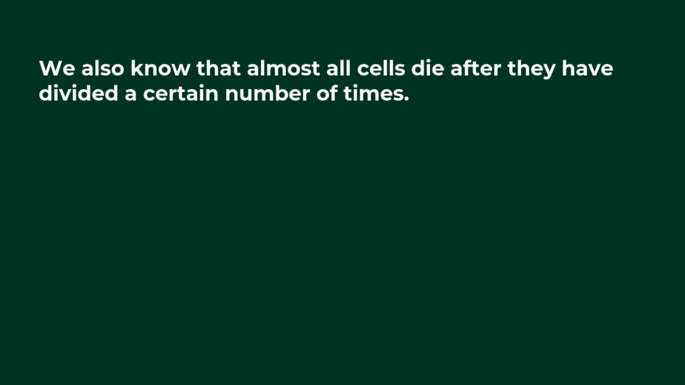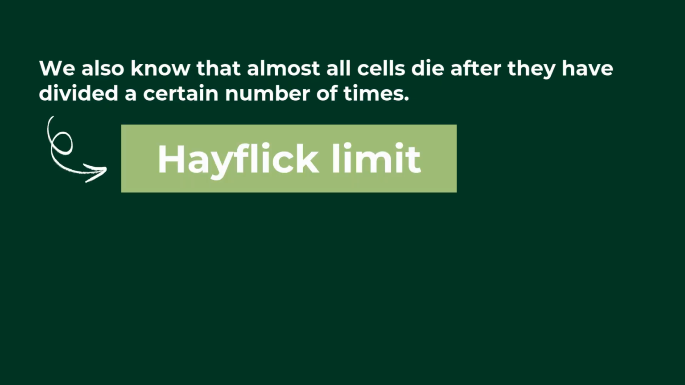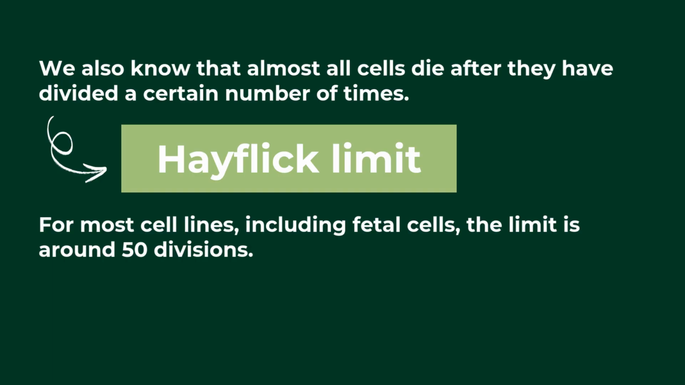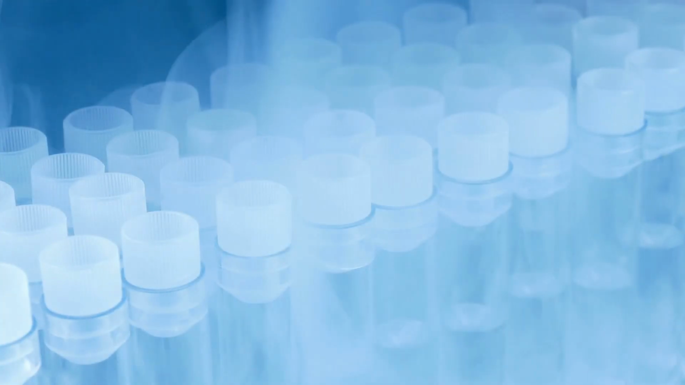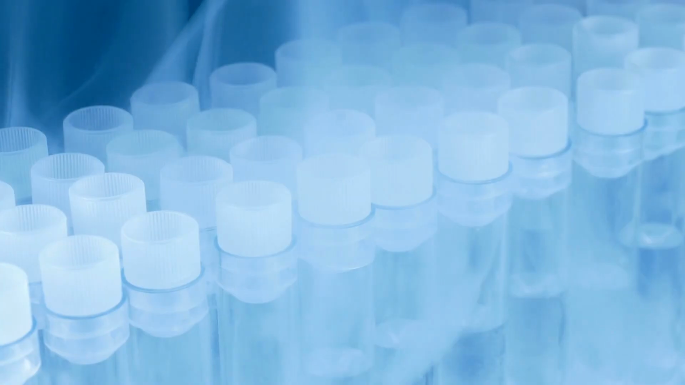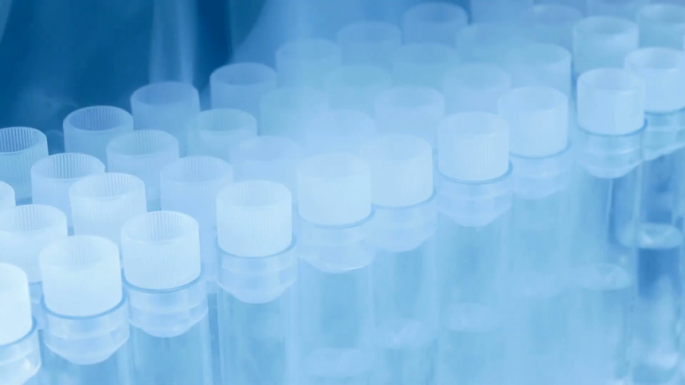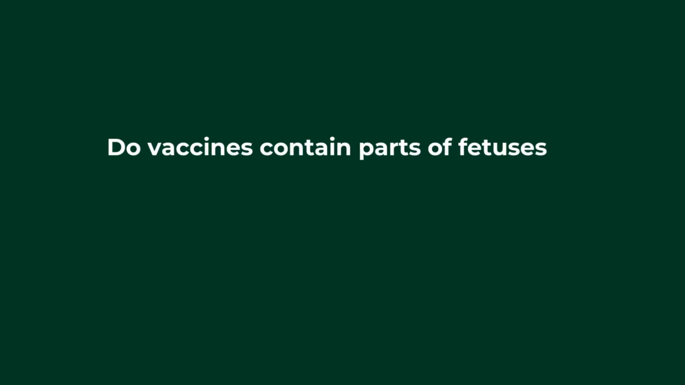We also know that almost all cells die after they've divided a certain number of times. This is called the Hayflick limit, and it will be touched on towards the end of this video. For most cell lines, including fetal cells, the limit is around 50 divisions. Because fetal cells have not divided as many times as other cell types, they can be used longer. Lastly, fetal cells can be maintained at low temperatures, and this allows scientists to continue to use cell lines from decades ago.